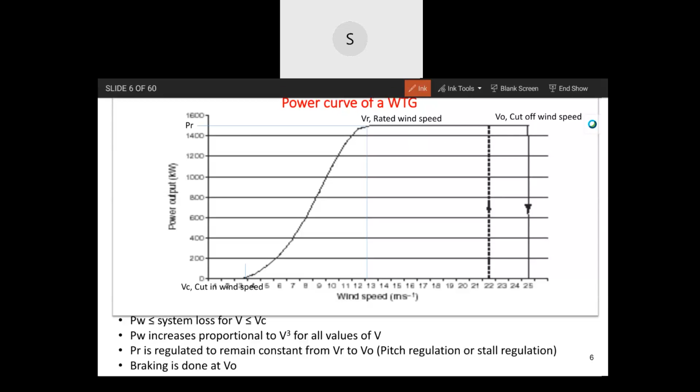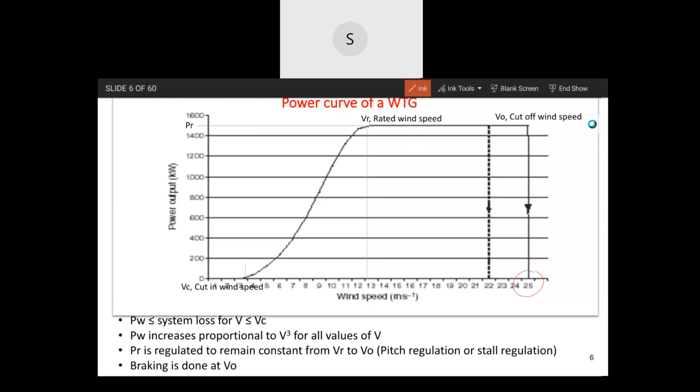It has to withstand the high wind speed. So it should be designed for a much higher wind speed. 25 meter per second, that is shown here as the cutoff wind speed. It doesn't mean that the wind turbine needs to be designed to this wind speed. It should be able to withstand even 90 meter per second because it has to be there in the field even after the cutoff.